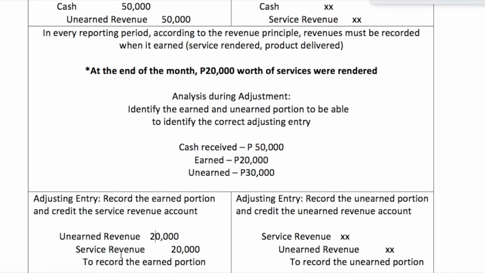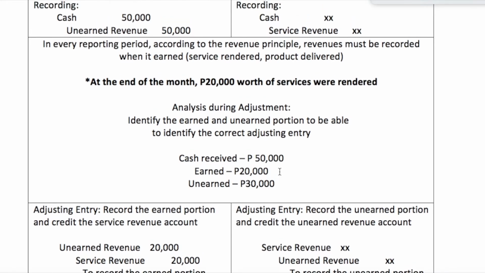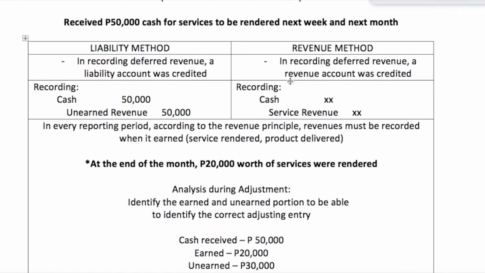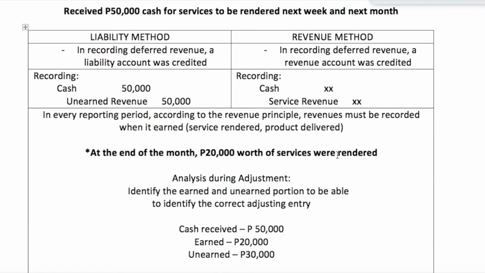It puts things right, that earned is only 20,000 and the unearned is only 30,000. Follow, that's for the liability method. Now, what if we use the revenue method? Under the revenue method, instead of crediting unearned revenue, the company already recorded that as a revenue. So that would be debit cash of 50,000, credit service revenue of 50,000.